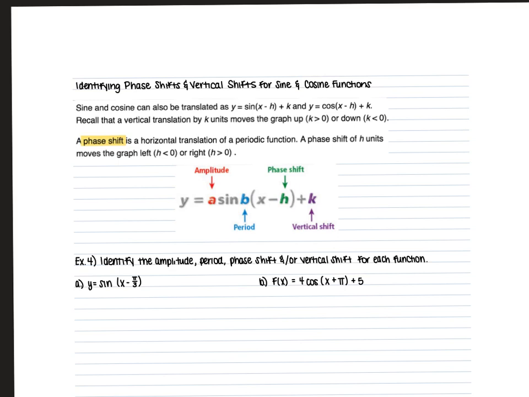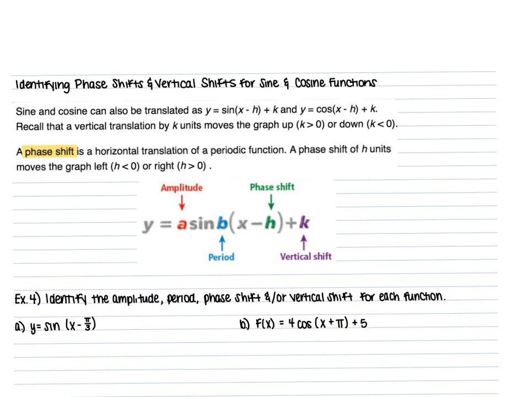For part 4 of your notes, we are identifying phase shifts and vertical shifts for sine and cosine functions. So with these, you can use your formula y is equal to a sine b times x minus h plus k. However, there's a much easier formula to use because you are going to use the values within this formula. So you can also use y is equal to a sine b times x minus c. So with this, you can pick out your b and your c. This works for cosine as well.